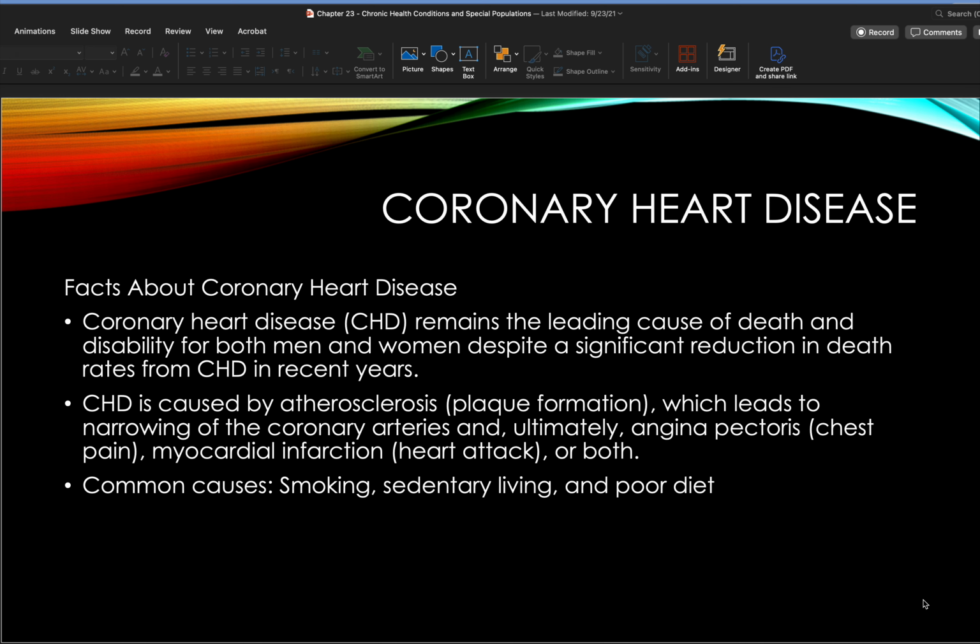Coronary heart disease, so CHD, again, a leading cause of death and actually disability for men and women. Coronary heart disease is caused by atherosclerosis, or that blocking, which causes narrowing of the coronary arteries. And then what it ends up with is what we call angina pectoris, which is chest pain, severe myocardial infarction or heart attack, or both. And pretty common across the board, it seems like, with all these, is smoking, sedentary life, and poor diet.